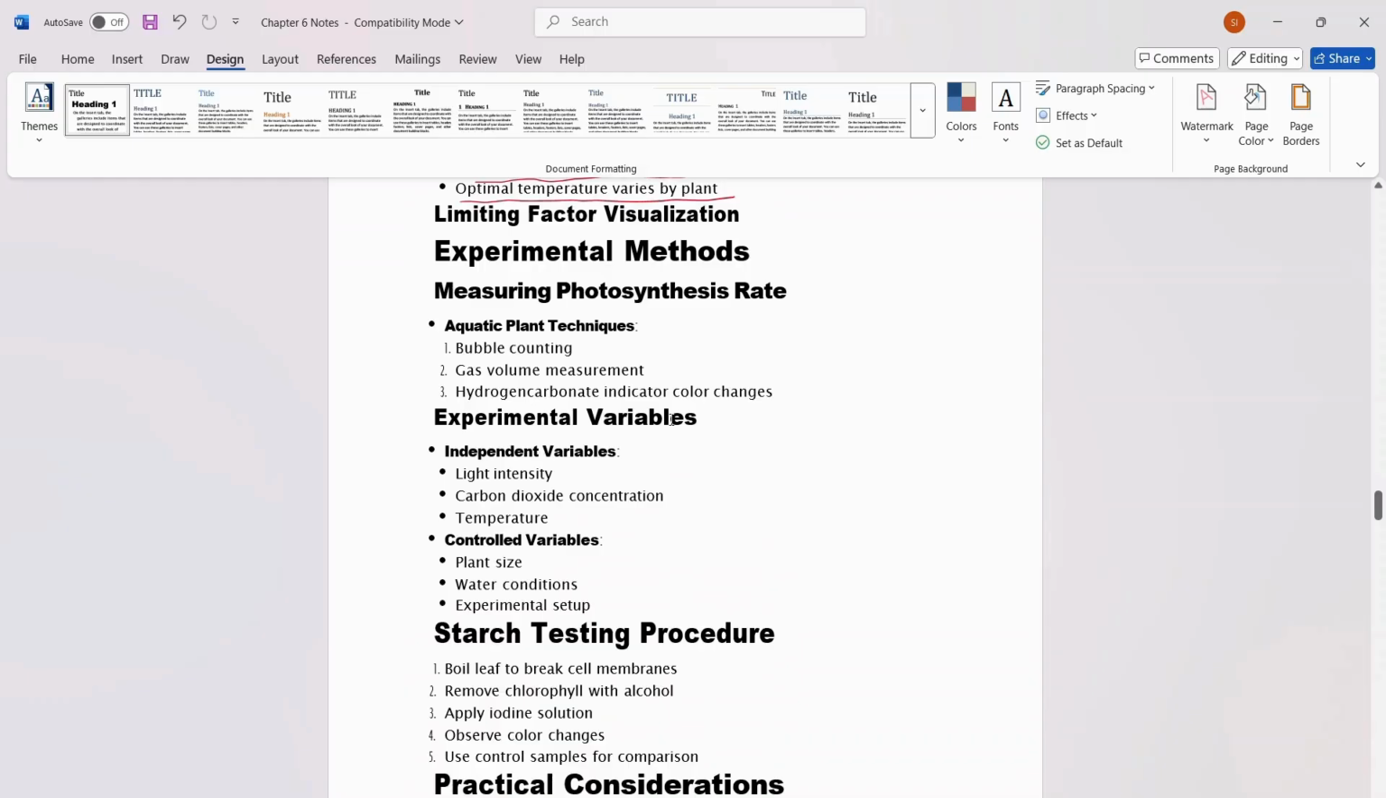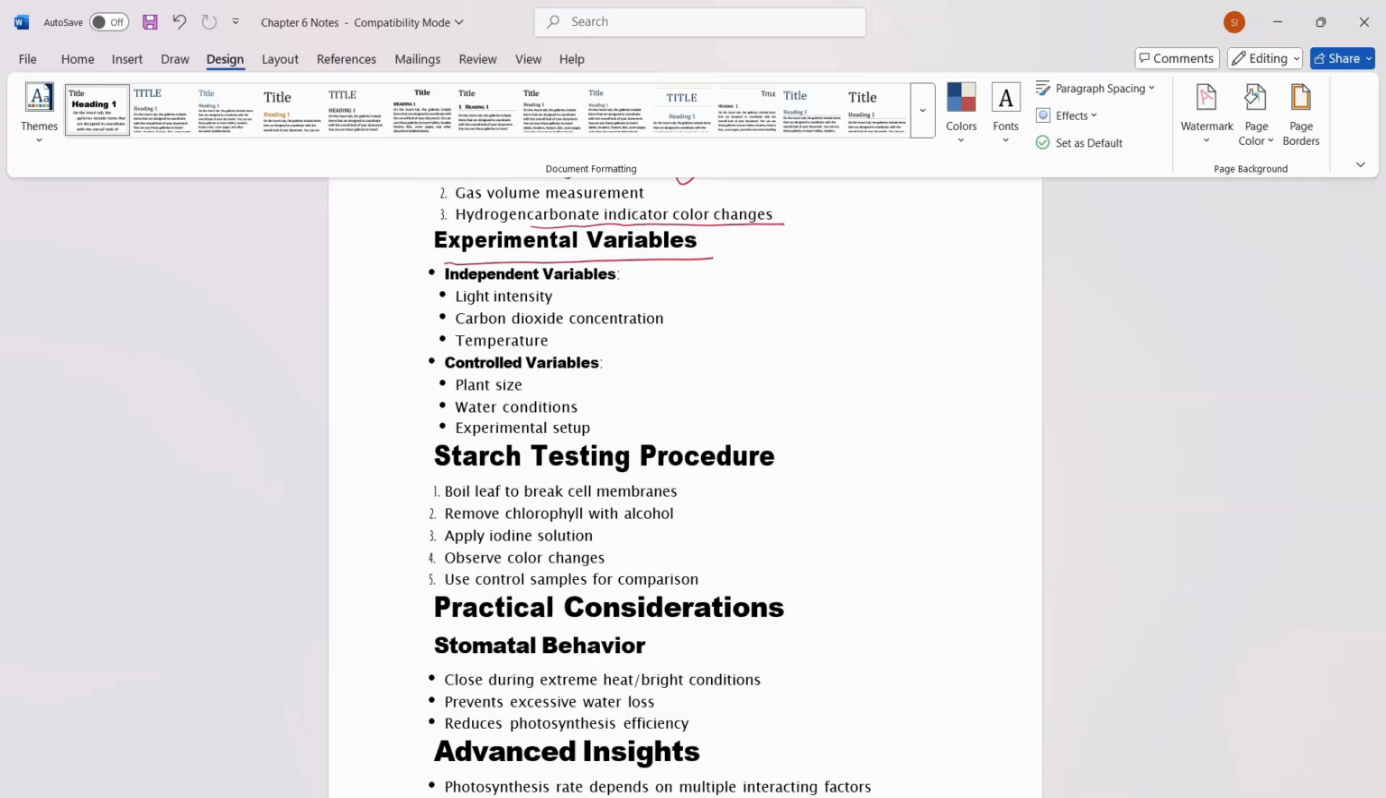Alright, next is limiting factor visualization, an experimental method for measuring photosynthesis rate. So we have an aquatic plant technique. We can do bubble counting, gas volume measurement, and hydrogen carbonate indicator, which shows us the color changes.